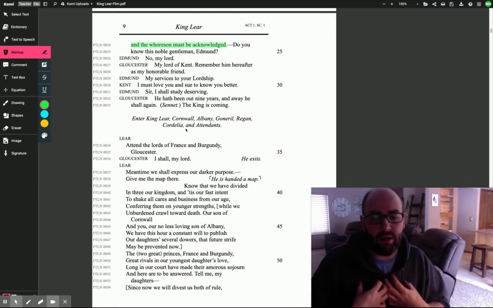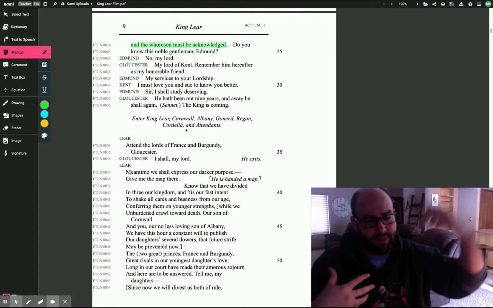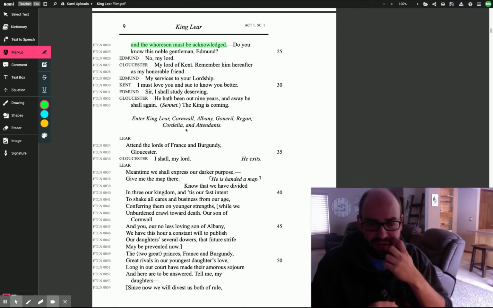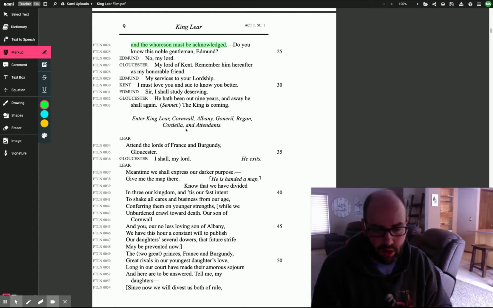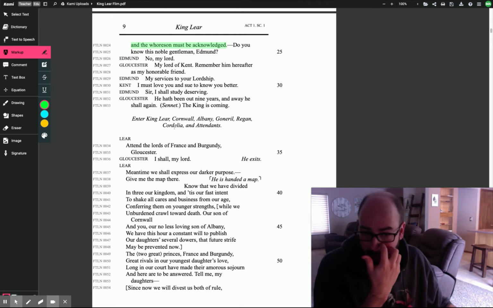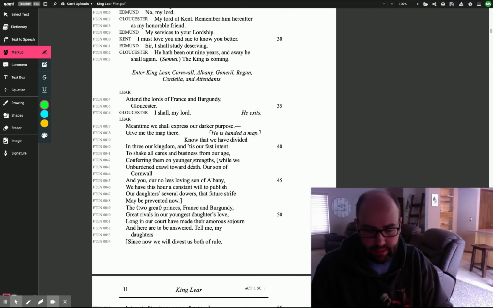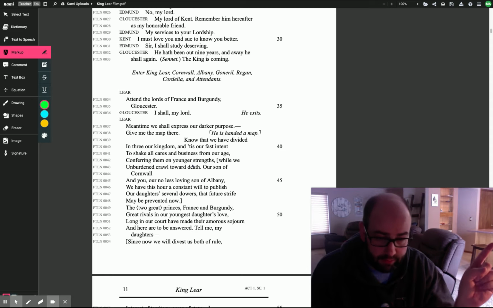And King Lear here is acting not just as himself, but as the intermediary between these people and God. Because remember, he believes that he's chosen by God to be king, and he's going to use the royal "we" as he goes through and divides this up. So he says, "Attend the lords of France and Burgundy, Gloucester."